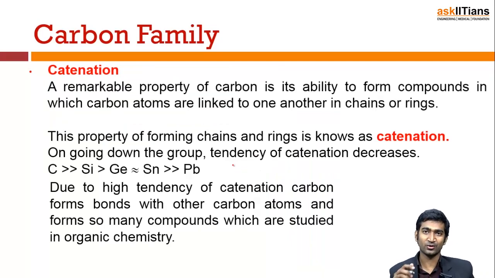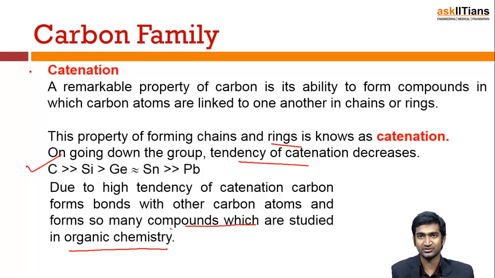Now this property makes carbon very special. The property is catenation, due to which it may form chains and rings, and on going down the group the tendency decreases. Carbon is the highest, then silicon, then germanium, then tin, then lead. Due to this high tendency, carbon forms many compounds, which are studied in organic chemistry, a separate book that carbon has made for you guys.